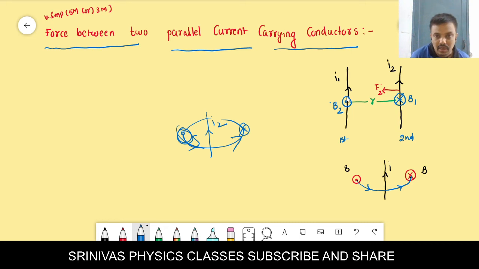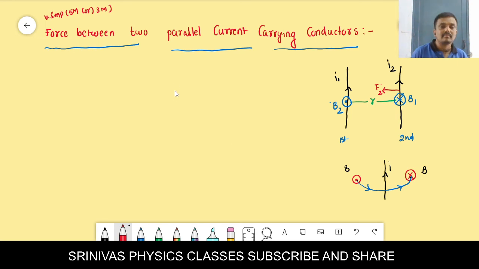Now the first current carrying wire is in the magnetic field generated by the second wire. At that moment, force will act on the first wire also. Now, what is the direction of the force? Stretch it and tell me. Towards the second wire.